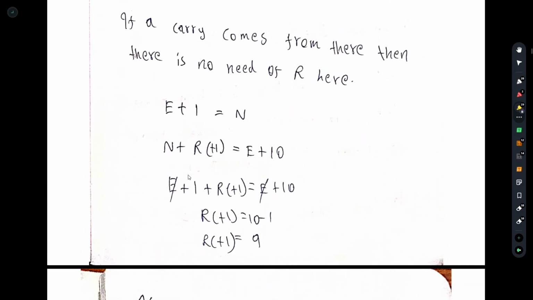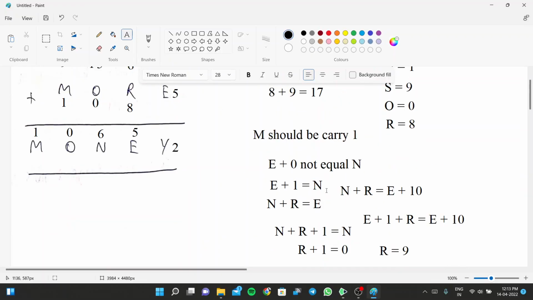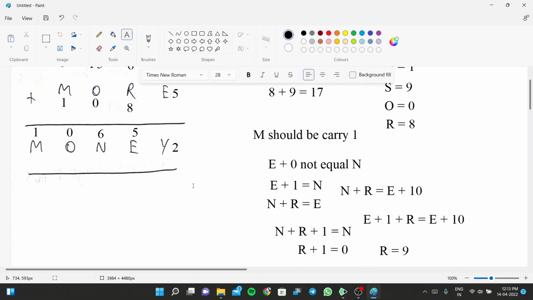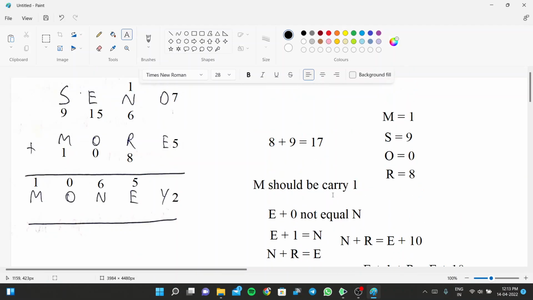So this is a condition which I had written here: E plus 1 is equal to N, carry E plus 1 is equal to N, N plus R is equal to E. From these both, I am considering N plus R is equal to E plus 10. 10 is nothing but the carry which is coming towards the left side.